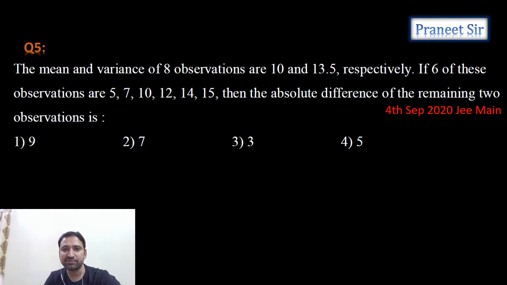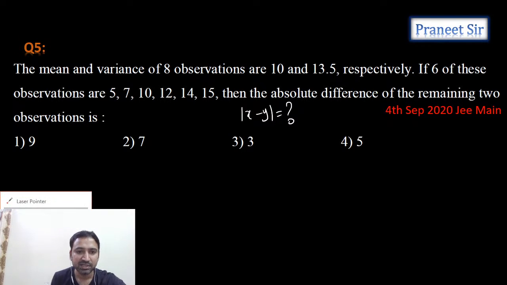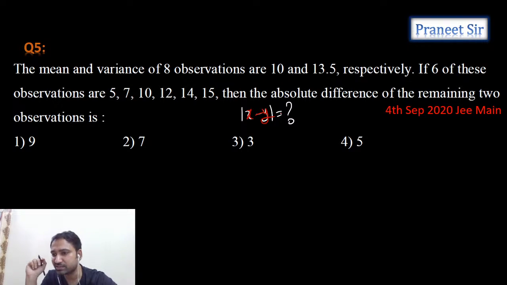Mean and variance of 8 observations are 10 and 13.5 respectively. 6 of these observations are given, then absolute difference of remaining 2 observations, so mod x minus y he is asking. So let's take the remaining 2 observations as x and y. If the remaining 2 observations are x and y, what is mod x minus y he is asking.